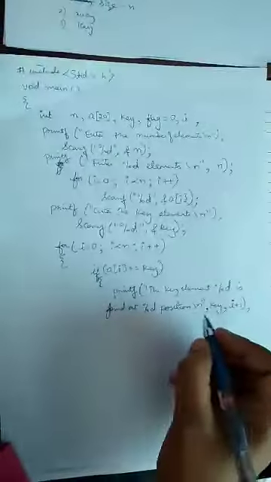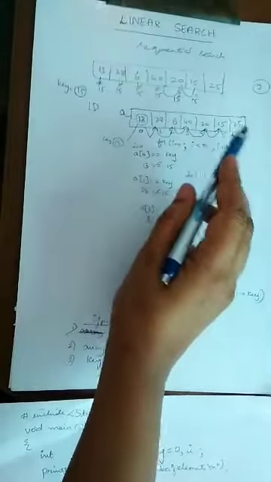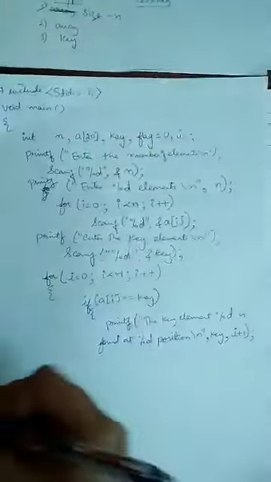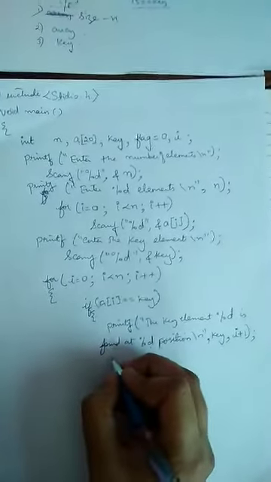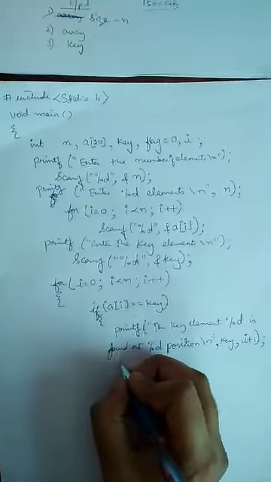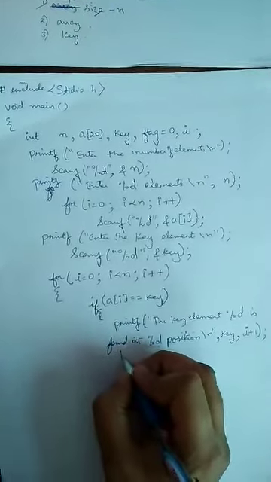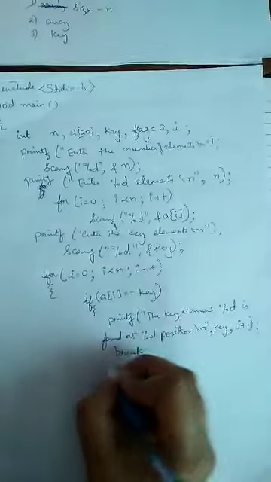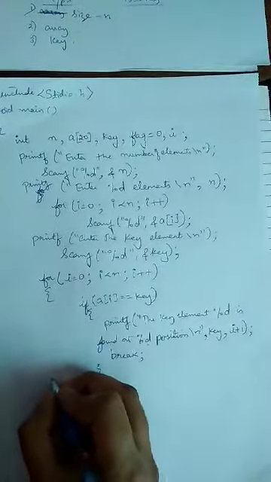Now, once my element is found, I will just print. I need not go through the rest of the elements, that is the remaining elements. So how can I come out of this loop? Already I have taught the unconditional branching statement. So what we can do is make use of break and just come out of this for loop, exit from the for loop.